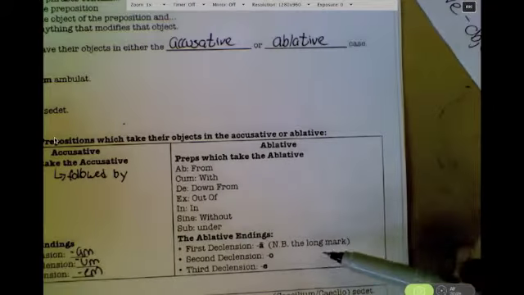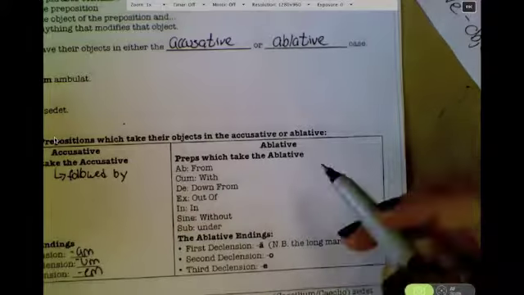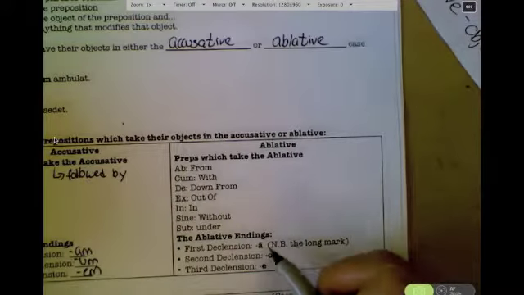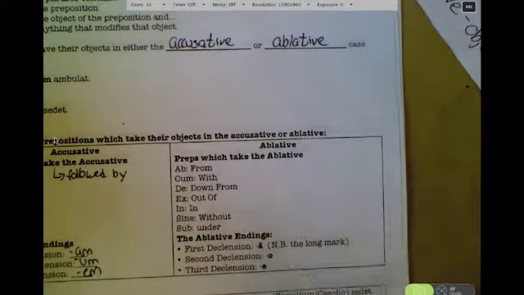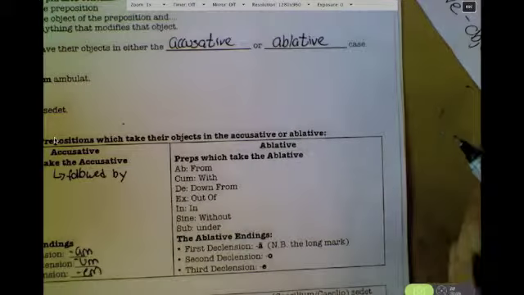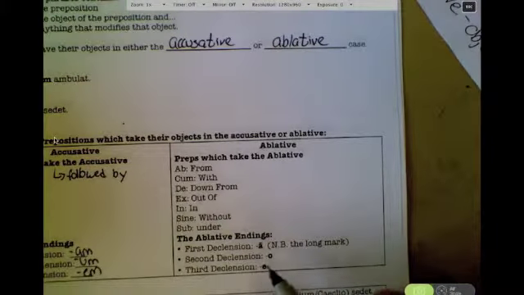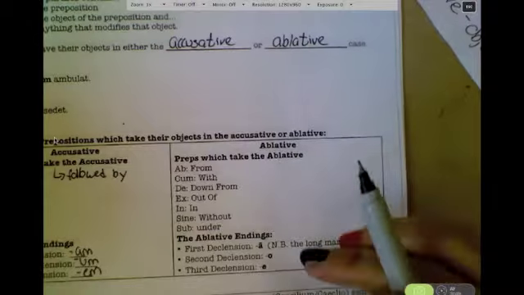So here are your ablative endings that you need to know. Nota bene, the long mark, that A needs to be long, so we can tell the difference between that and the nominative. Second declension ends with an O, and third declension ends with an E.